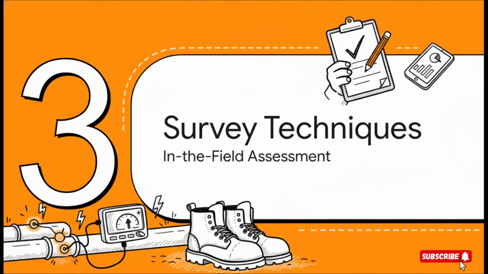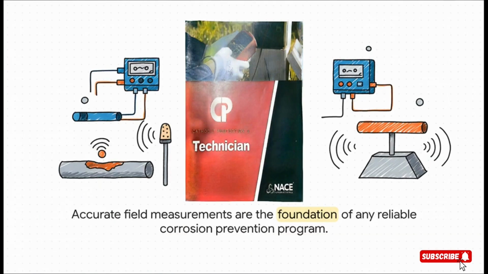All right, prep work is done. Time to get our boots dirty. This is where we go out and collect the actual data that's going to tell us whether or not the system is working as designed. This right here is the moment of truth. Every single measurement you take with that multimeter and reference electrode is a critical piece of the puzzle. The integrity of your entire corrosion prevention program hinges on getting accurate, reliable measurements right here in the field.